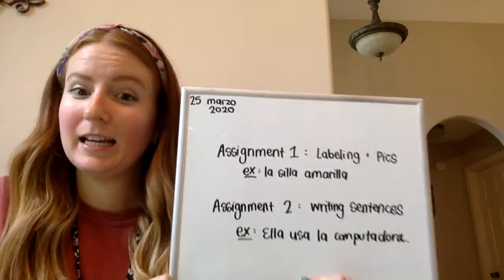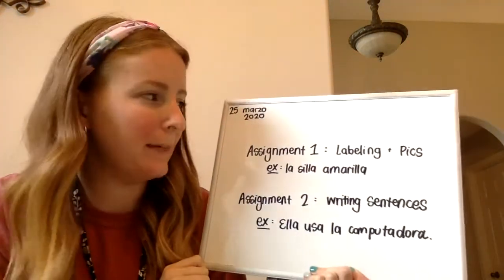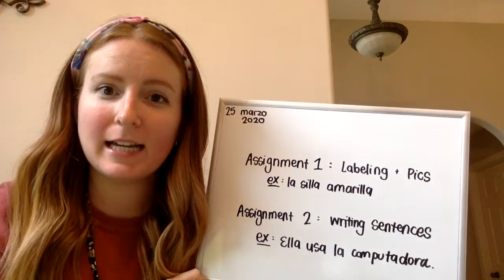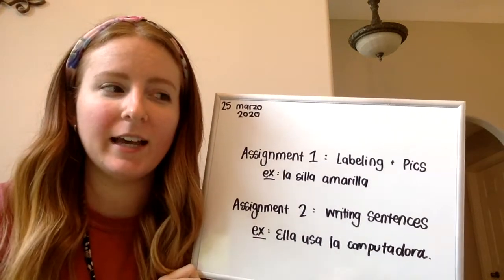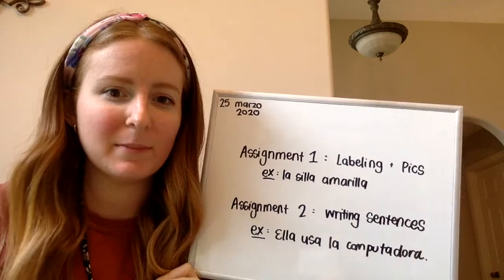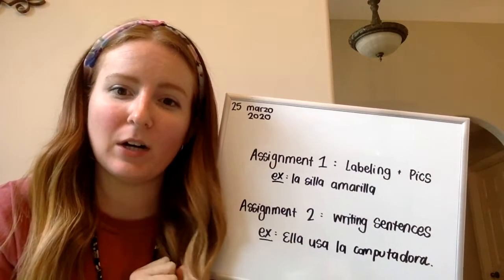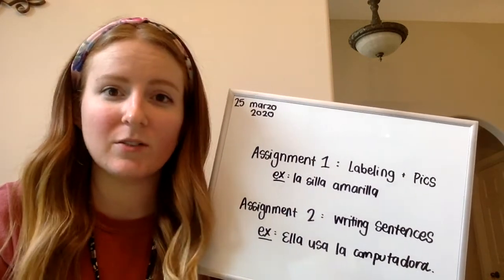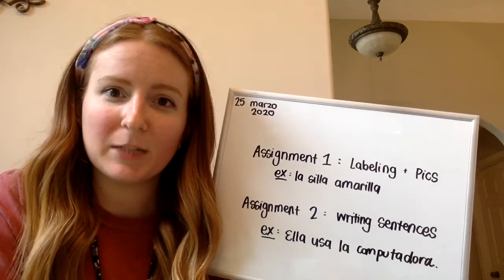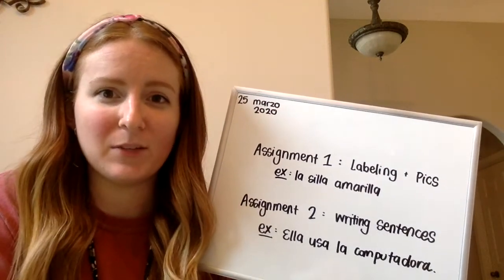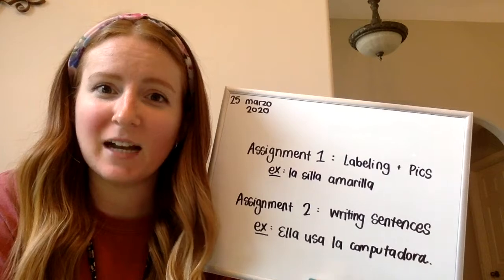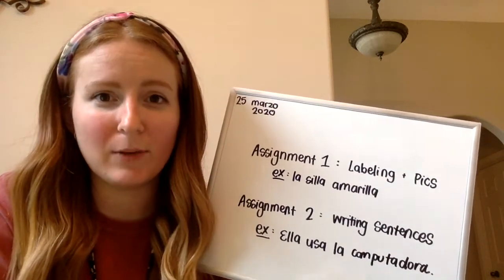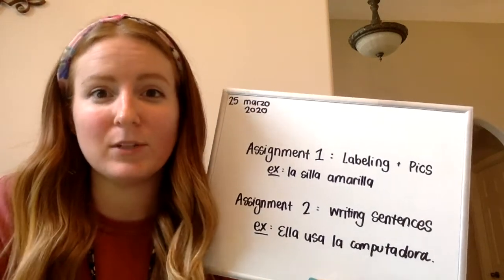For the end of today's lesson, please note that you have two separate practice activities to complete in the PowerPoint, as well as two assignments. Assignment number 1 involves labeling items in your home with colors and taking a picture of them and sending them to me. And assignment number 2 involves writing some sentences using certain subject pronouns and verbs that I have provided for you. If you have questions about today's assignments, please send me a message through Remind 101 and don't forget to submit them when you're done.